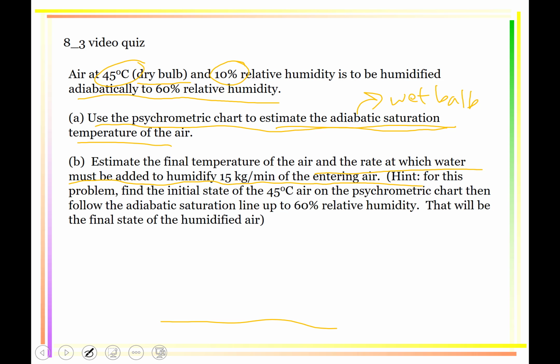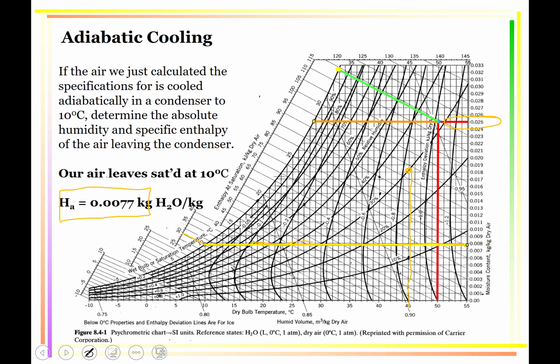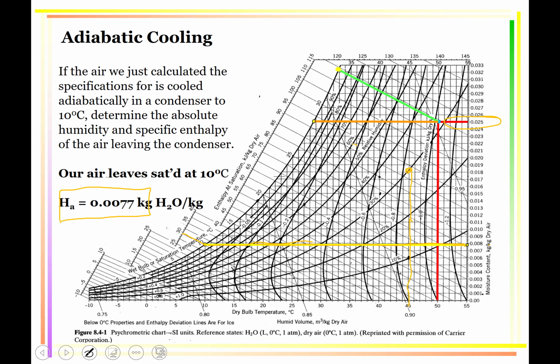So I'm giving you a hint here. For this problem, find the initial state of the air on the psychrometric chart, then follow the adiabatic saturation line up to 60% relative humidity, and that will be the final state of the humid air. So let's look at this on the diagram. We found our air, 30% relative humidity and 45 degrees, and we're just going to go up these lines to 60%. So this is going to be the final state of the air in that problem.